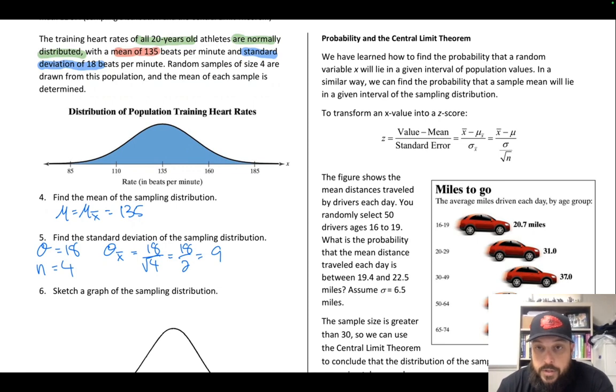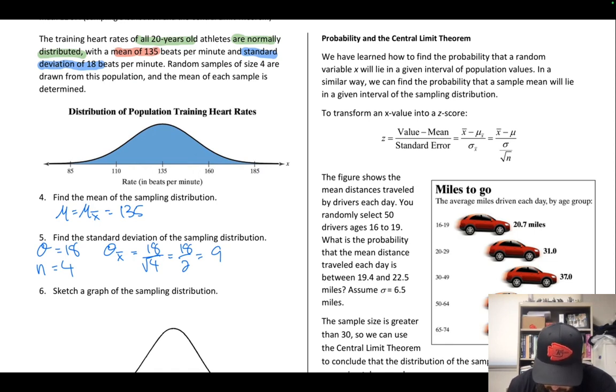All right, so let's connect probability, which we've been doing, to our new topic of central limit theorem. So we learned how to find the probability that a random variable x will lie in a given interval. In a similar way, we can find the probability that a sample mean will lie in a given interval. And so we have our z-score. So that should look familiar, right?